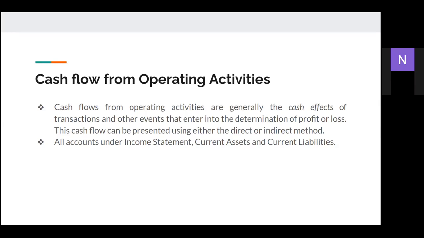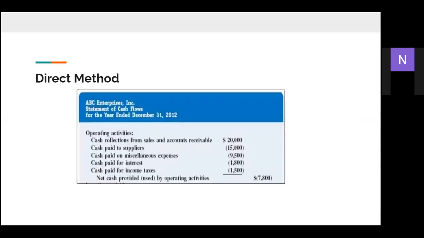So, ano nga ba ang direct method and indirect method? Next slide. First, yung direct method. The entity's net cash provided by or used in operating activities is obtained by adding the individual operating cash inflows and then subtracting the individual operating cash outflows. So, sa direct method, ina-add natin yung mga cash inflows, then sinosubtract naman yung cash outflows.